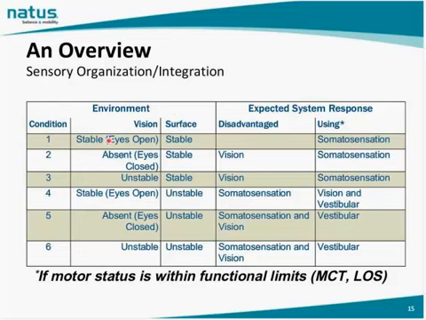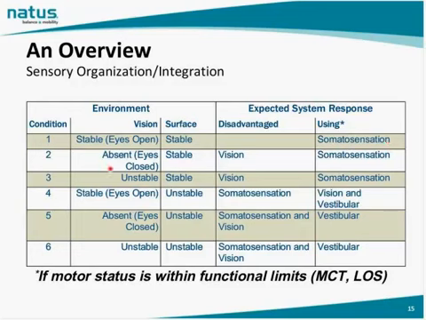The sensory organization test is a series of 6 conditions where the patient starts standing on a stable surface with their eyes open, so vision is good, the surface is stable, no sensory systems are disadvantaged, and in this situation, the classic approach is that the somatosensory system is the dominant sense maintaining balance control.